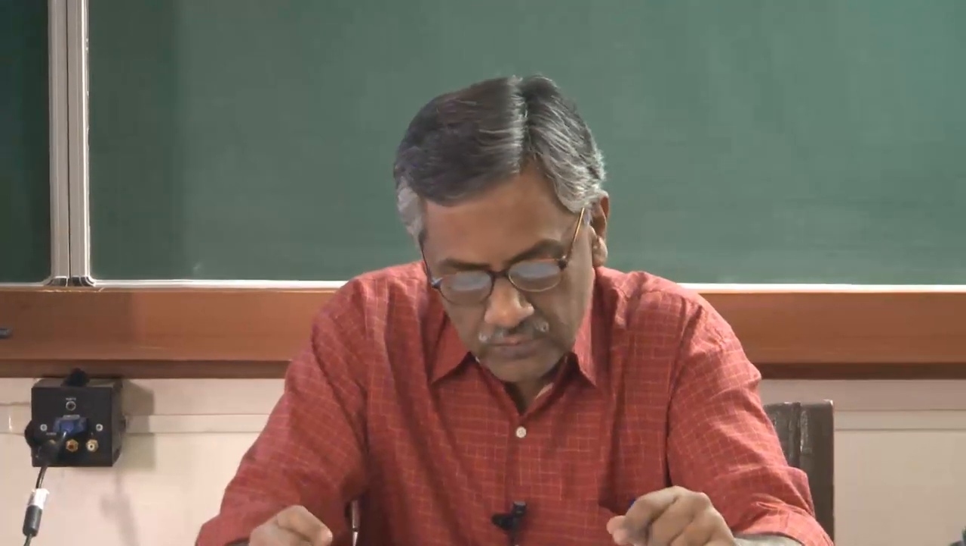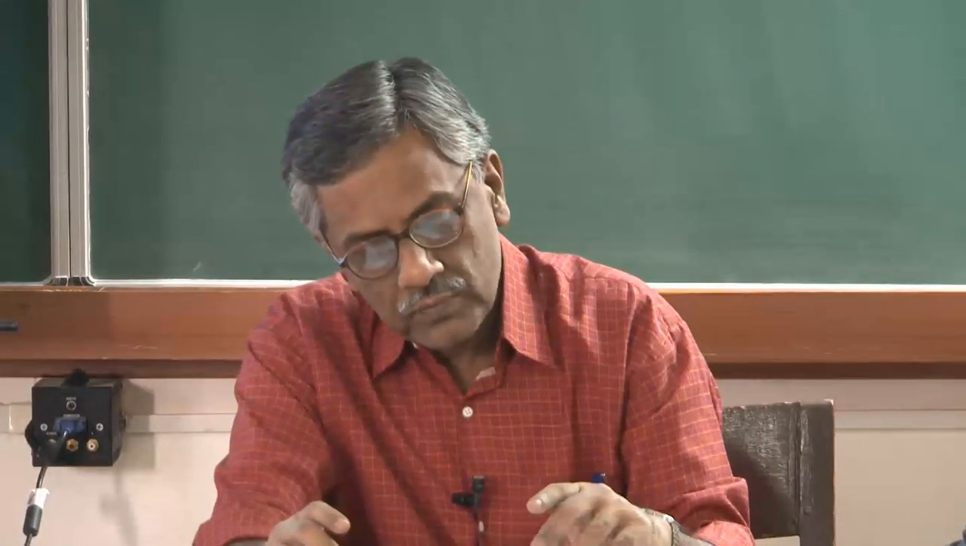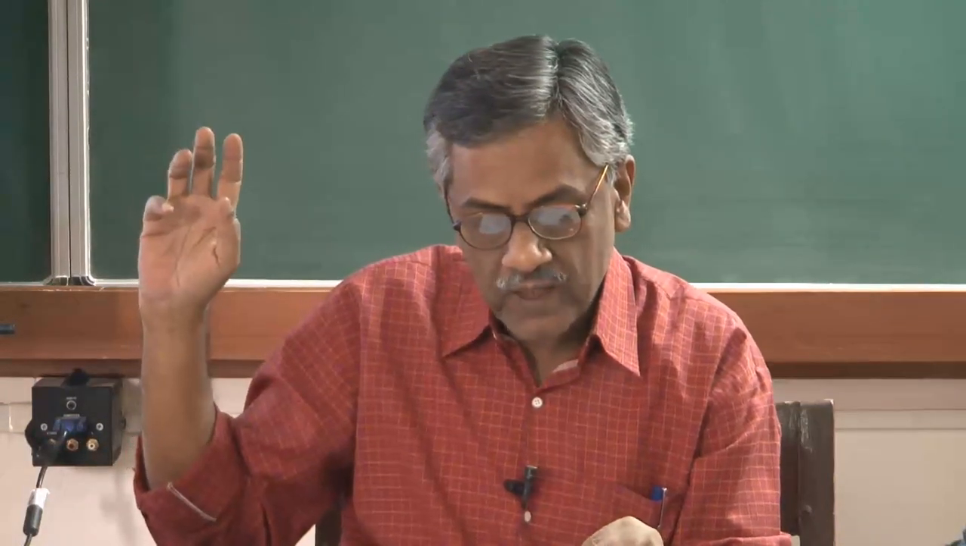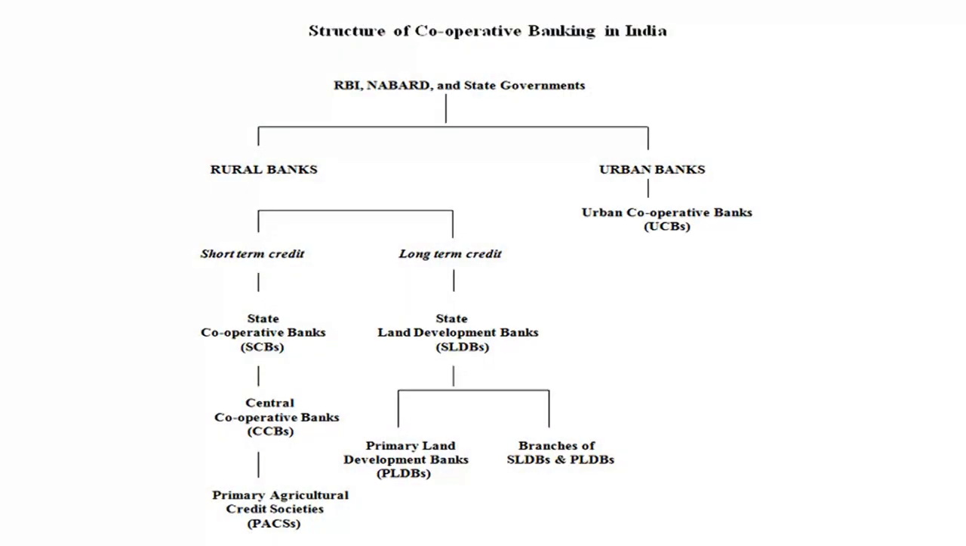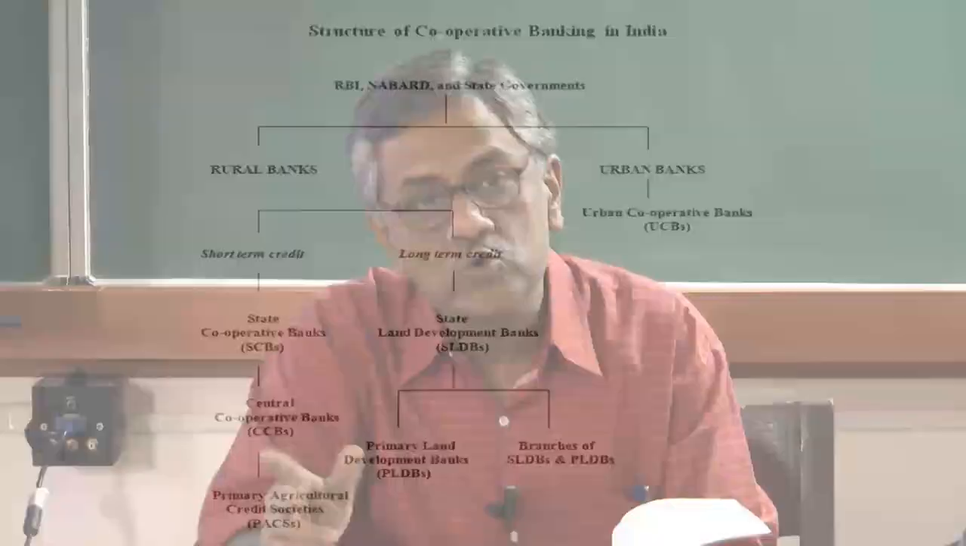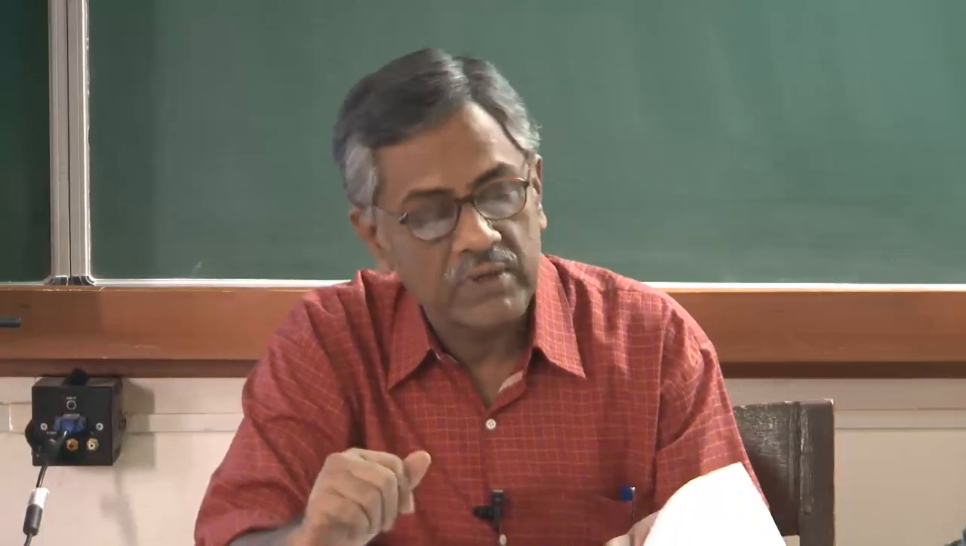For instance, as I told you earlier, the state cooperative banks and the rural credit institutions are usually unit banks, they don't have branches. However, a state cooperative bank sometimes overlaps between two states, that can happen. Now, the flow of funds between them is very interesting. The maximum amount of funds goes to the real cooperative banks at the village level, who are in touch with the farmers and the borrowers.